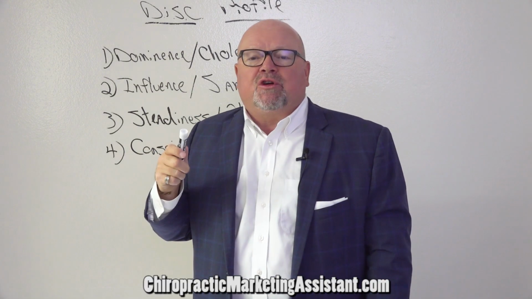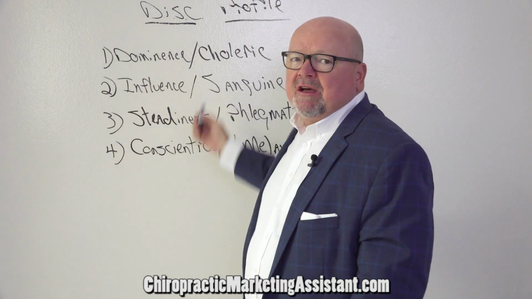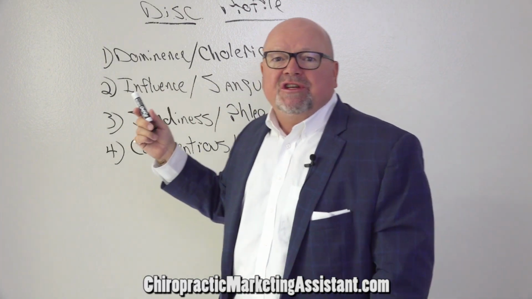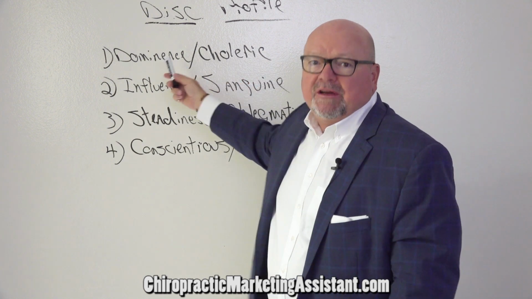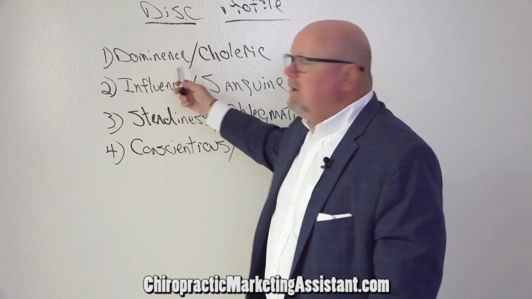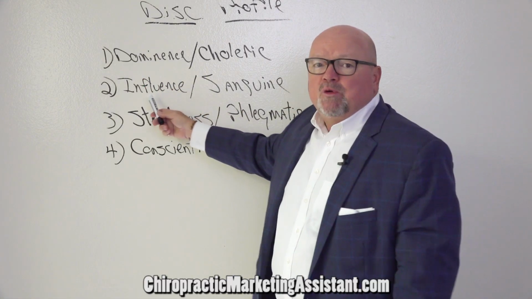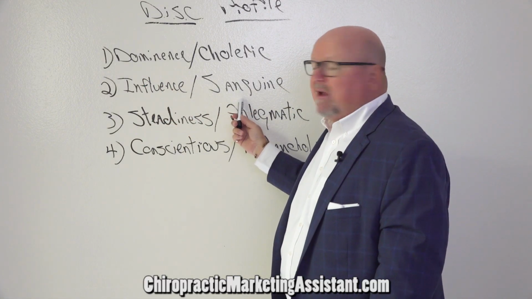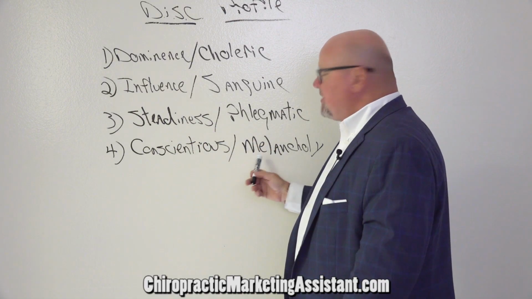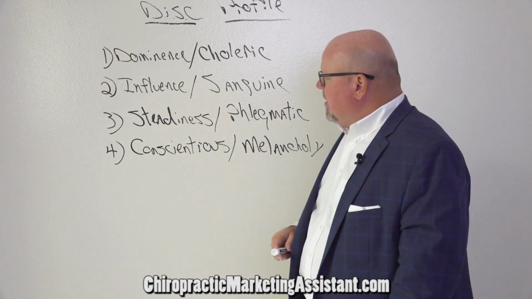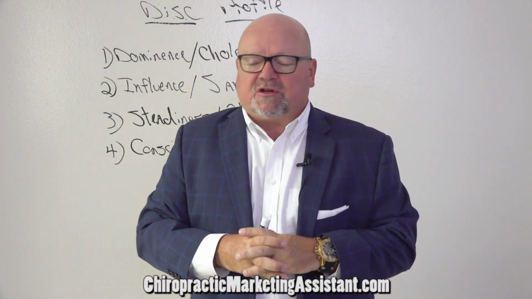Now, be familiar with the change in words, because a lot of times I won't use these words, I'll use the other words. Here's the corresponding words you need to be familiar with. So dominance is also choleric personality. So a choleric personality means the same thing as dominance. Influence is the same thing as sanguine. Steadiness is the same as phlegmatic. And conscious is the same as melancholy. Okay. So having said that, let's get a few basics out of the way here.